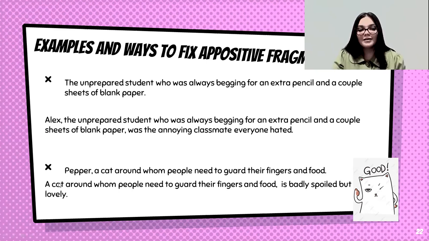Pepper, there's a mistake here, sorry. The subject, Pepper, comma, small letter for a cat around whom people need to guard their fingers and feet, comma, is badly spoiled in love. I say this because Pepper is my cat. It is lovely, but it is spoiled a lot. So here you see an example of how to connect this appositive to a main clause.